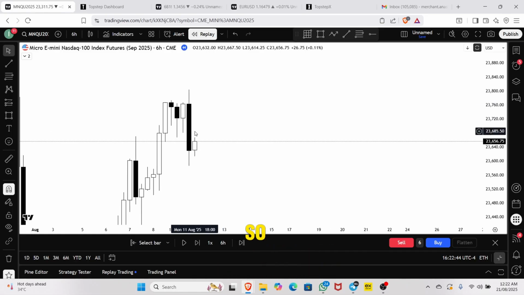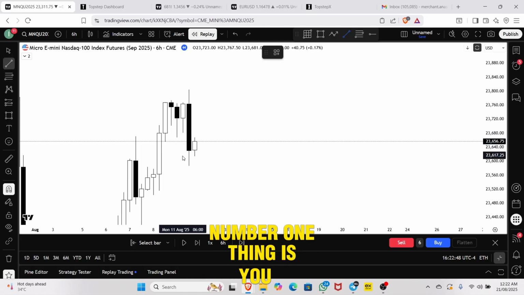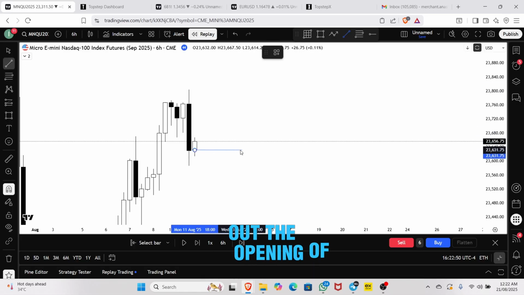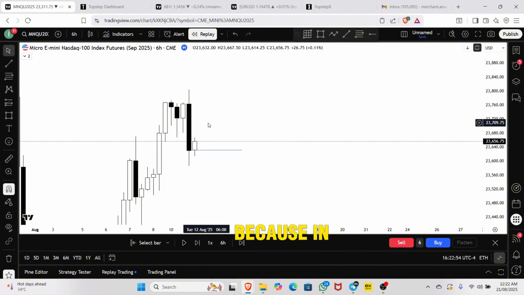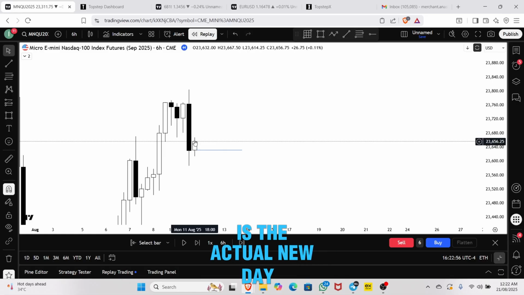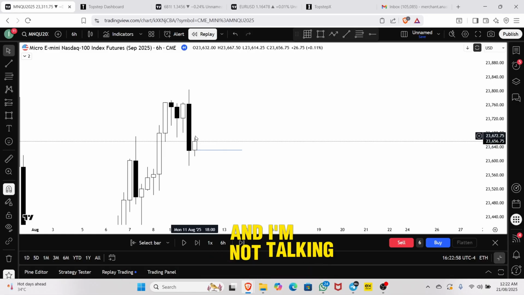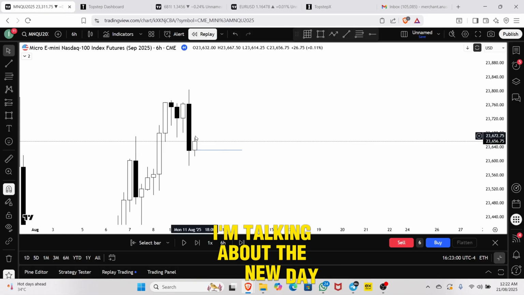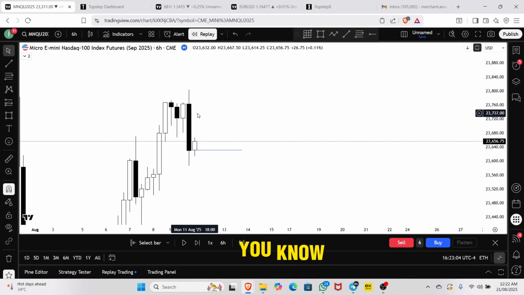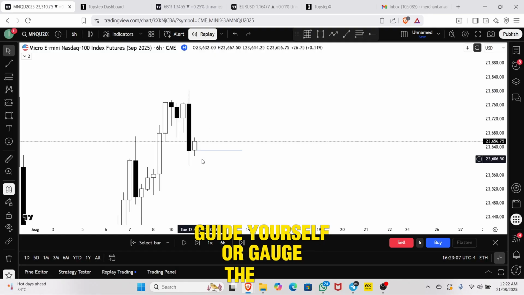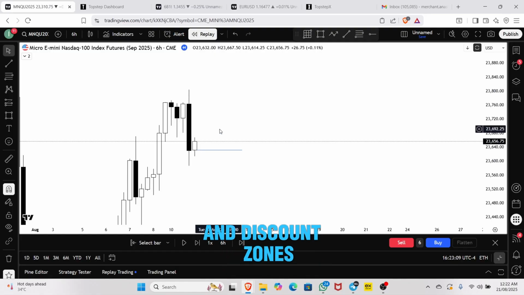So when you begin your day, number one thing is you mark out the opening of 6 p.m. Because in futures the 6 p.m. is the actual new day open. I'm not talking about true day open, I'm talking about the new day open. New day open helps you gauge the premium and discount zones of the day.